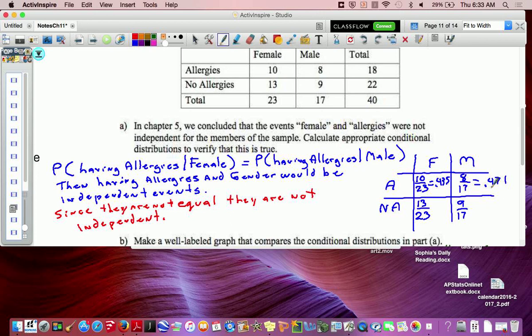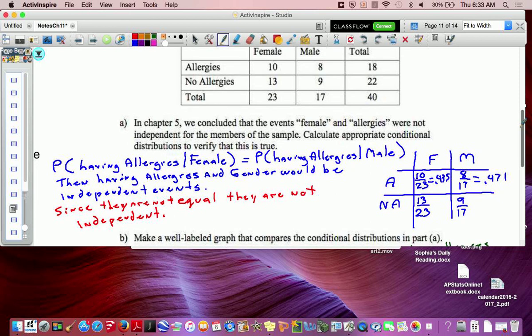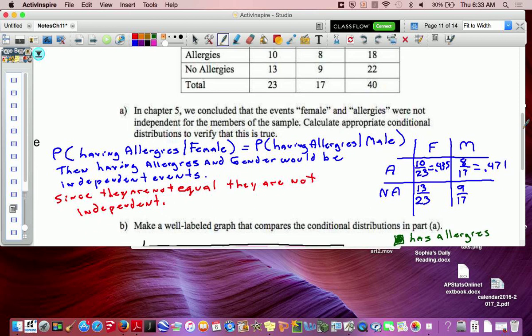So now that we see that they're not independent, the question is, is it statistically significant? Do males have a tendency of having a higher probability of having allergies than females? Is this actual difference in the probability statistically significant? So to start to analyze it, just like we did before, we're going to make a well-labeled graph that compares the conditional distributions.